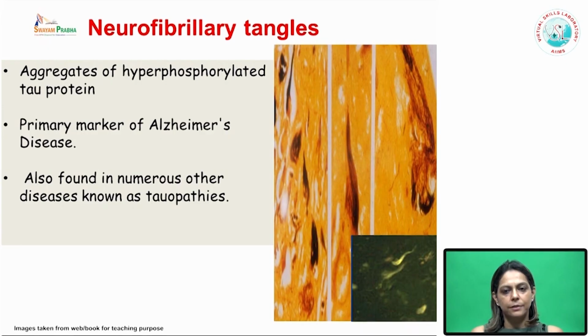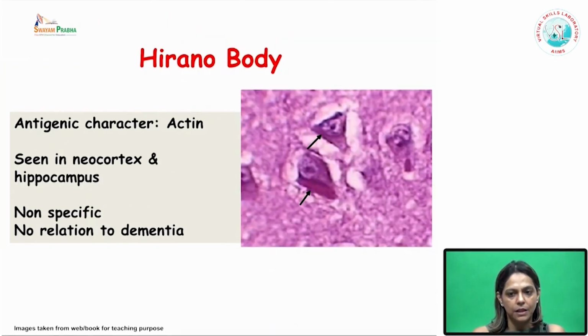Neurofibrillary tangles are basically hyperphosphorylated proteins which are seen primarily in neurons in the area of their cytoplasm, and they are a marker of Alzheimer's disease. So if a brain specimen comes to you, knowing all these accumulations is very, very important. Only then can you reach a correct diagnosis. Hirano bodies are again actin filaments. These are seen in the neocortex and hippocampus, and they are not specific to any disease. But it has been seen that they are more common in people who have dementia, although they have no relation to dementia, the frequency of presence of Hirano bodies is more in demented patients.